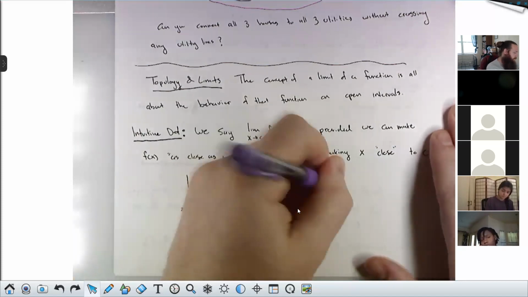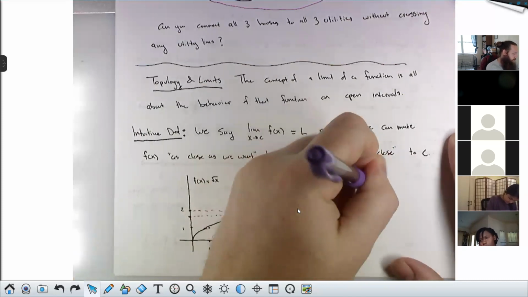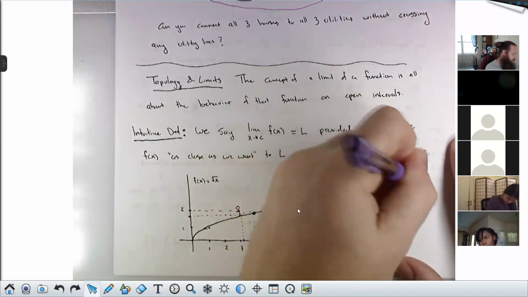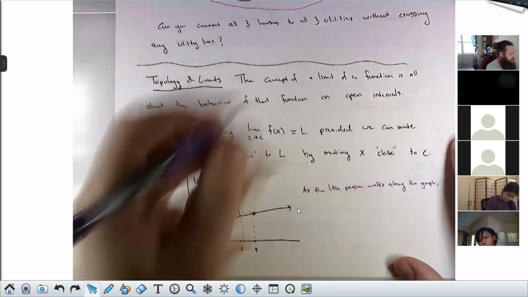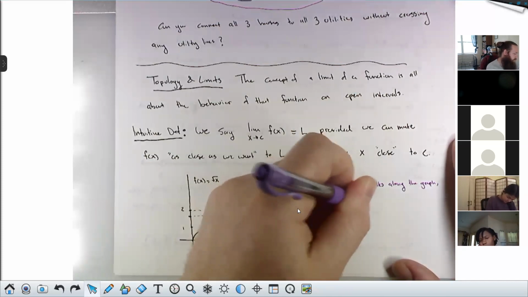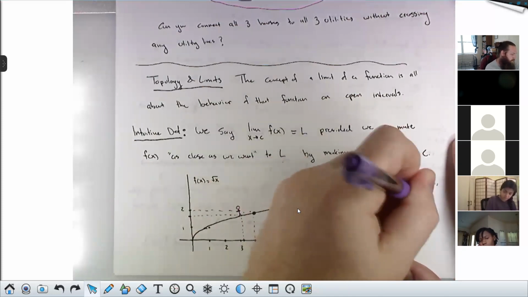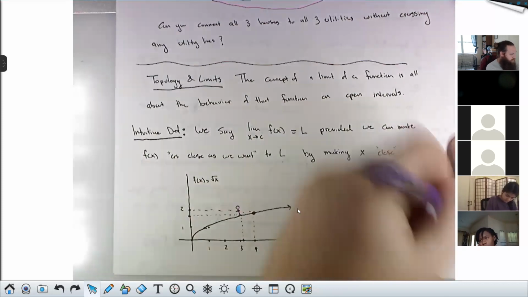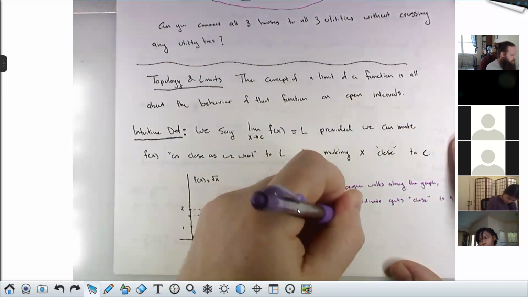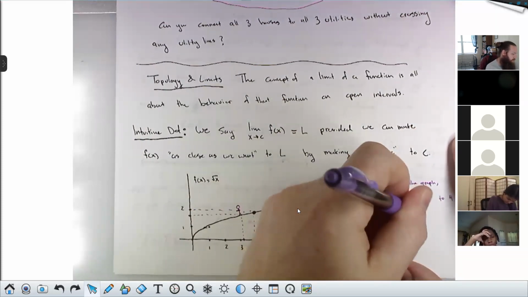So as the little man, or little person, walks along the graph, when his x coordinate gets, again, I'm using the word close here in a particular way, gets close to 4, his y coordinate gets close to 2.